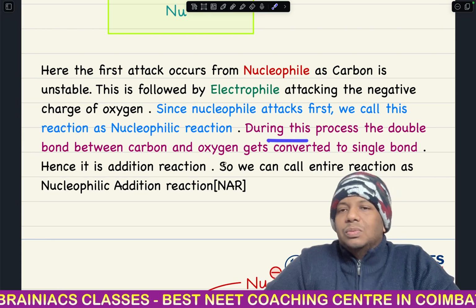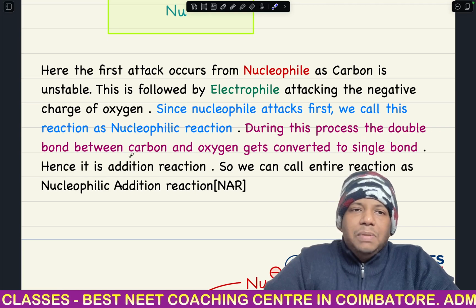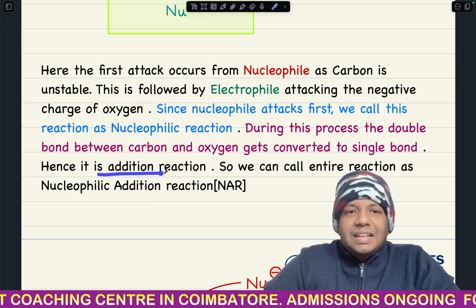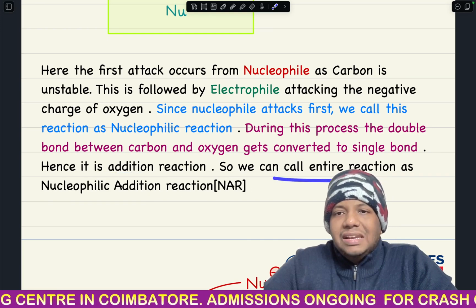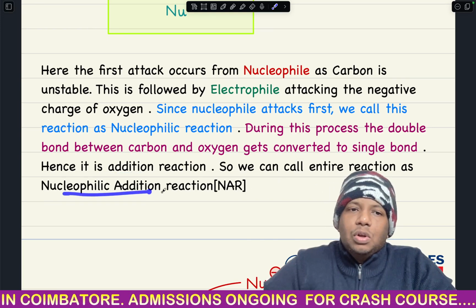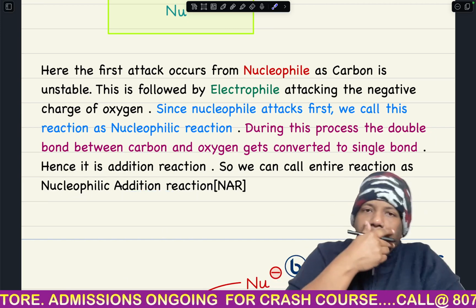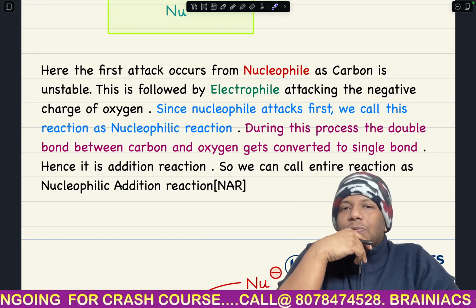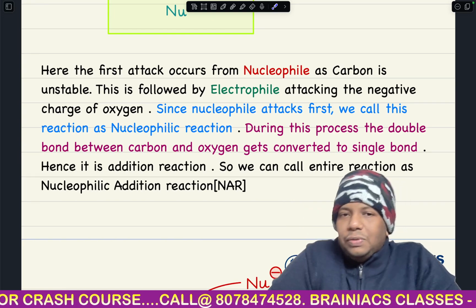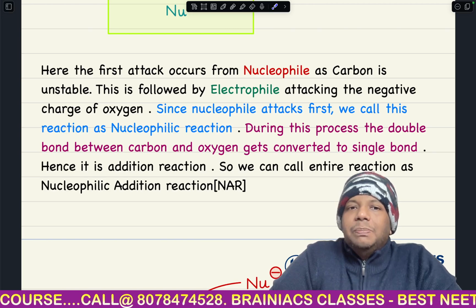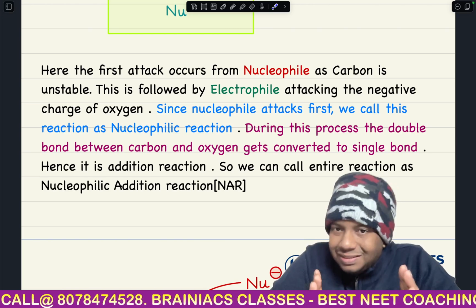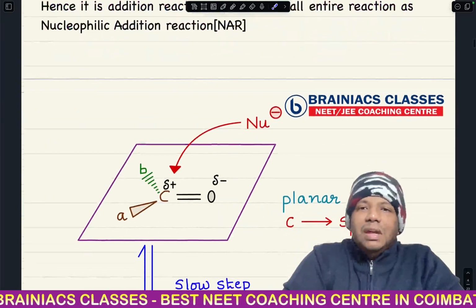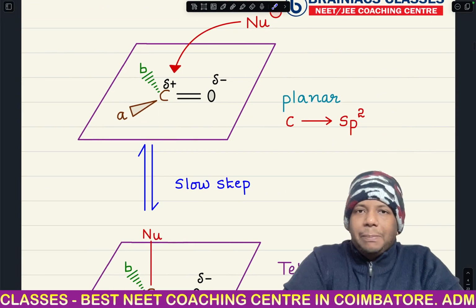And during this process, what happened? The double bond between the carbon and oxygen gets converted to a single bond. So it is an addition reaction. So we can write the entire reaction as a nucleophilic addition reaction. I hope you understood the concept. Clear? So I can say the characteristic reaction of aldehydes and ketones is the nucleophilic addition reaction, which means 80% of their reactions would follow this particular mechanism. It's very easy.